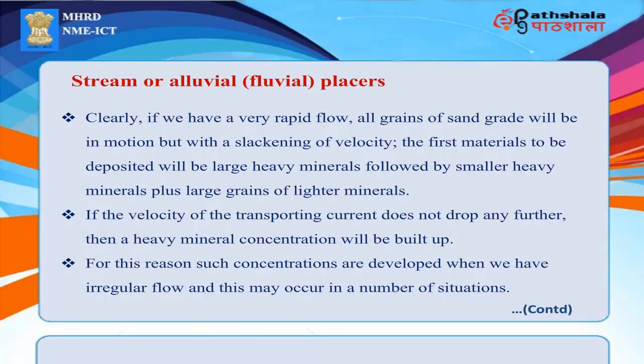Clearly, if we have a very rapid flow, all grains of sand grade will be in motion, but with a slackening of velocity, the first materials to be deposited will be large heavy minerals, followed by smaller heavy minerals plus large grains of lighter minerals. If the velocity of the transporting current does not drop any further, then a heavy mineral concentration will be built up. For this reason, such concentrations are developed when we have irregular flow, and this may occur in a number of situations.